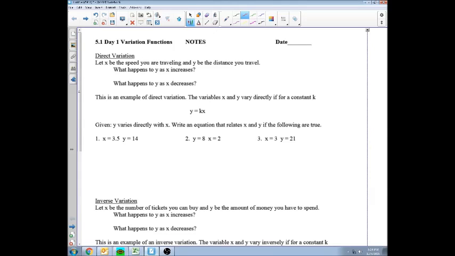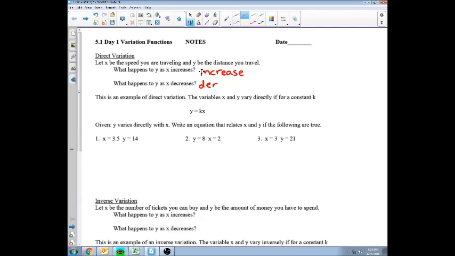Okay? So direct variation. Let x be the speed you are traveling and y be the distance you travel. What happens to y as x increases? If we're talking about the speed we're going in a car and how far we're going, as my speed increases, what happens to the distance I can travel in the same amount of time? Well, that is also going to increase. What happens to y as x decreases? So what happens to the distance I travel if I slow down? Well, that is also going to decrease.